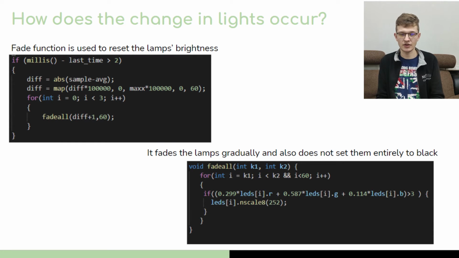And so there is another function that we use, which is fade. So why do we need to use this function? Because we need to see the change in the lights. If we wouldn't use the fade function, the lamps would just stay lit all the time. So we use this function to show the next change. And this function is pretty nifty because of two things. It fades the lamps gradually, and it doesn't allow them to be entirely black.